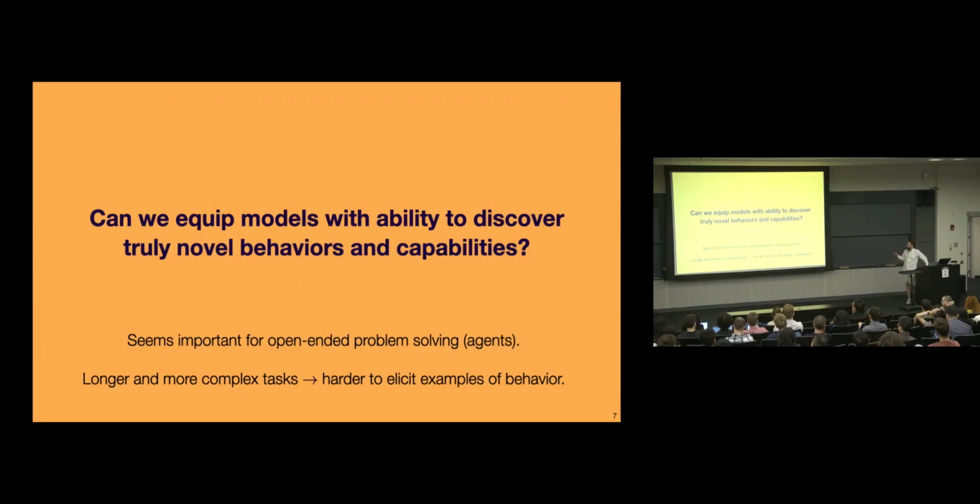And from a practical perspective, if you don't have this capability, as you go to longer and more complex agent-like tasks, it's going to be very difficult to get explicit data that gives you examples of the behavior that you want, as the horizon gets longer and longer, okay? So this is the high-level question. How might we hope to do this?